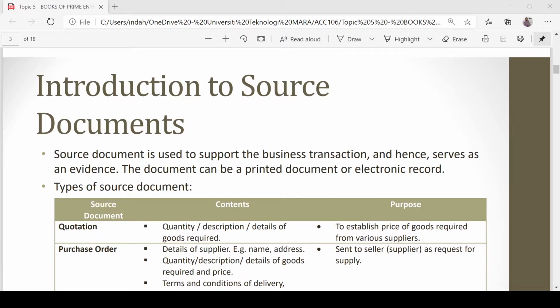There are different types of source documents because there are different types of business transactions. In this table, we have the explanation of the different source documents, including the contents and the purpose of each document. So let's go through this table together. I'm going to illustrate to you the business transaction and the source document that will support it.